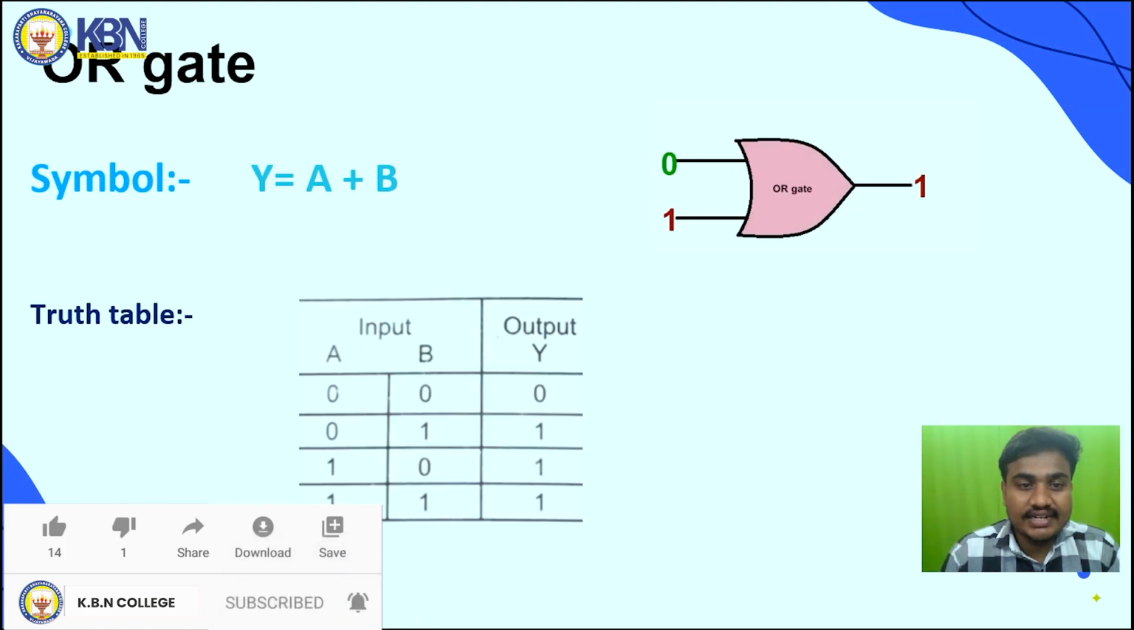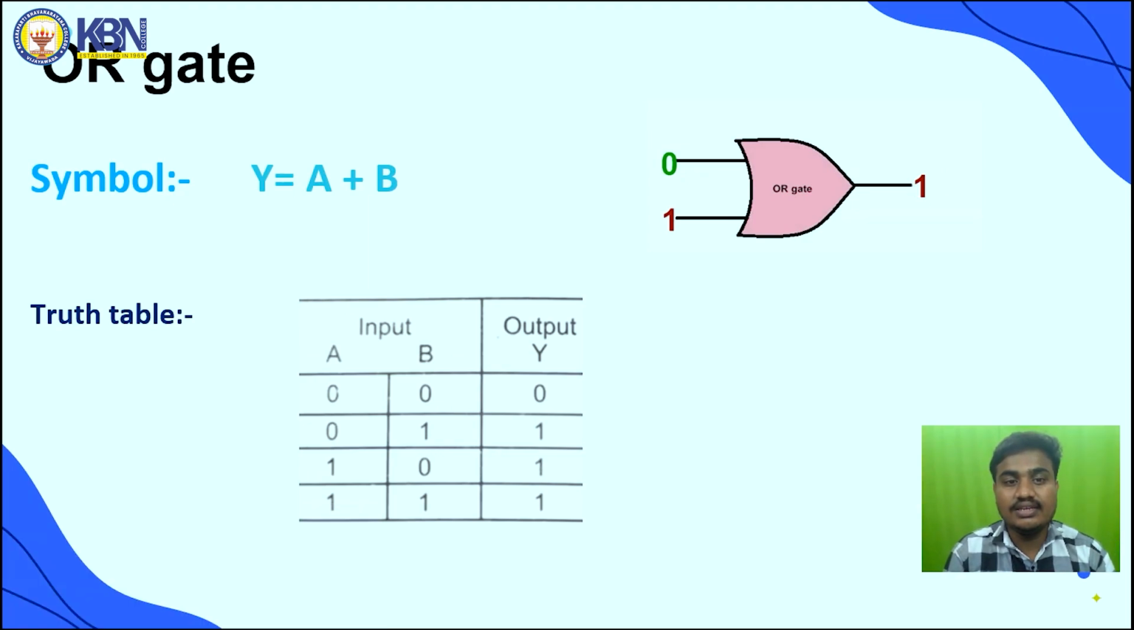Next, the OR gate. The OR gate does the mathematical operation plus. It is represented by the symbol you can see here.